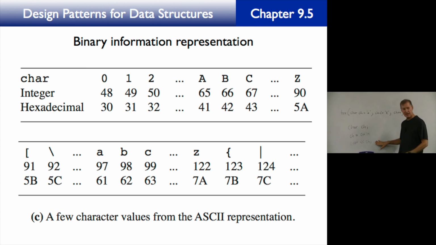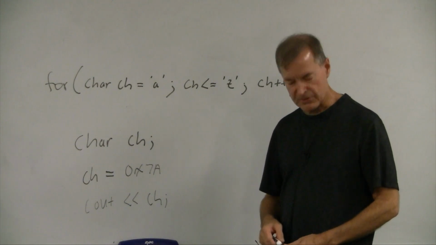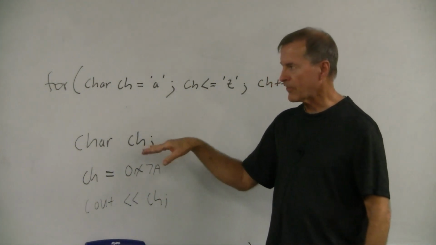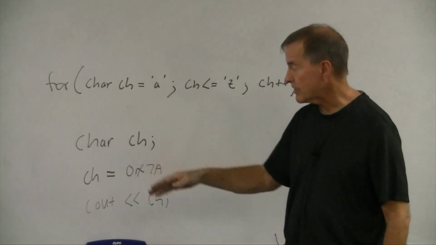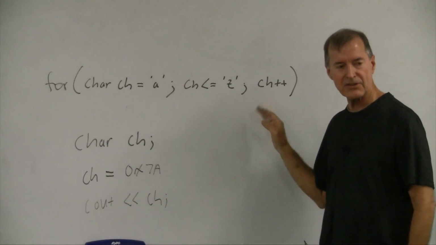Now, does everybody see how that works? Hash tables use this. So there's this correspondence between binary and the way they're stored, and they have integer values. You can do things to characters just like you can to integers.